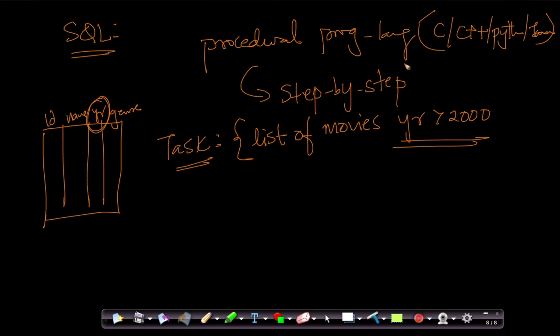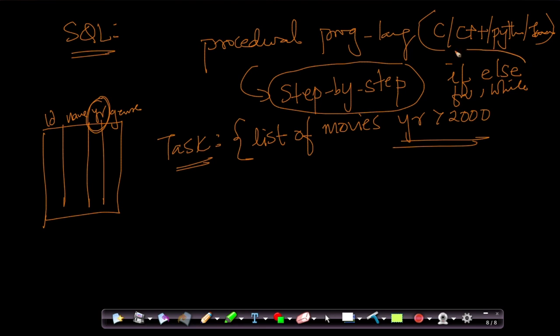You explain step by step using control flow statements like if else or for loops or while loops. You use all of these tools in every language, in C, C++, Python, Java. You have if else conditions, for loops, while loops, all of them exist. You give step by step instructions on how to solve this problem.